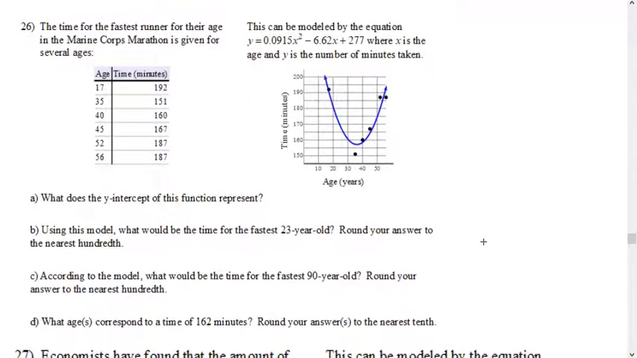You would do something similar for number 26. Once you finish these, go ahead and go on to the next section.